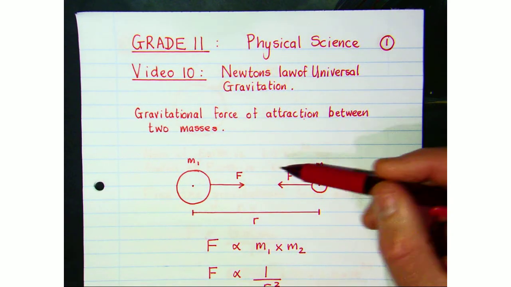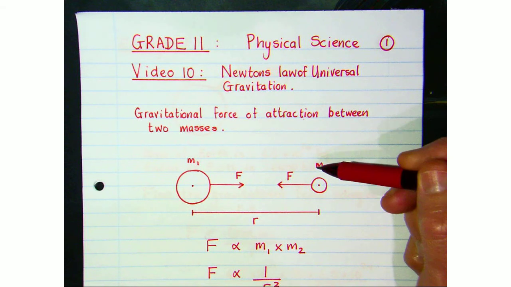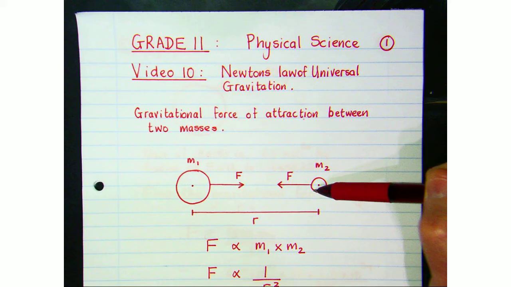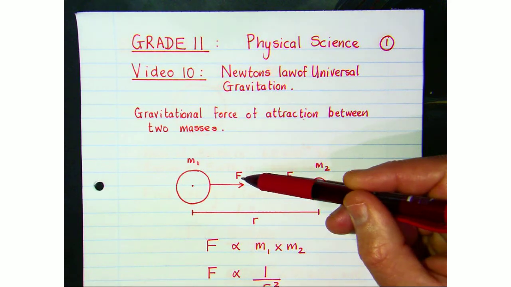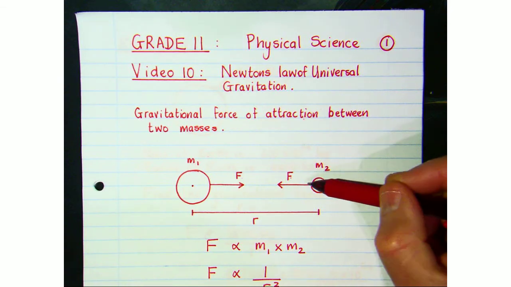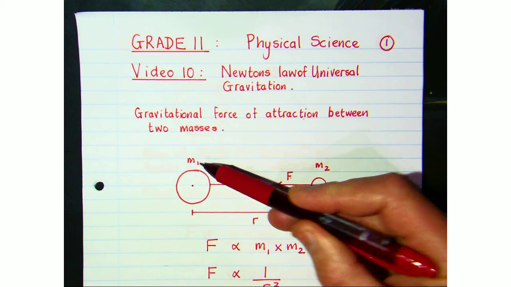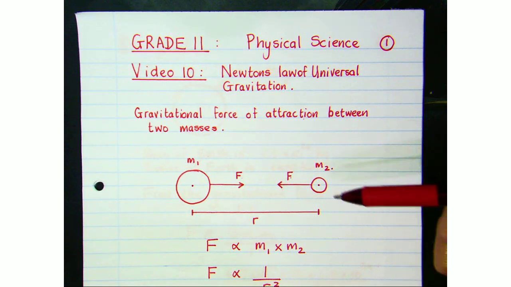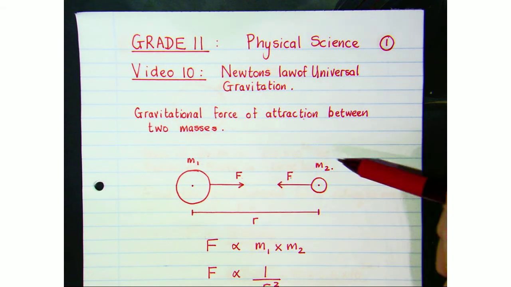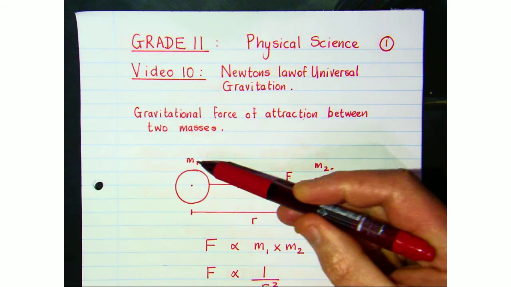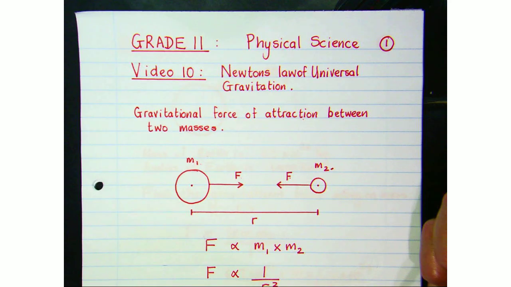These are gravitational forces of attraction, and although these two masses have different masses, the forces of attraction are identical. That comes from Newton's third law. So mass 1 exerts a gravitational force on mass 2. At the same time, mass 2 exerts a gravitational force of attraction on mass 1. So what does this gravitational force depend on?